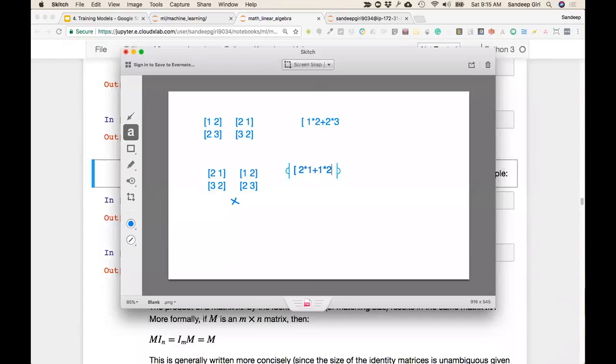So even if they are having the same size, still A into B is not equal to B into A. Very good question.